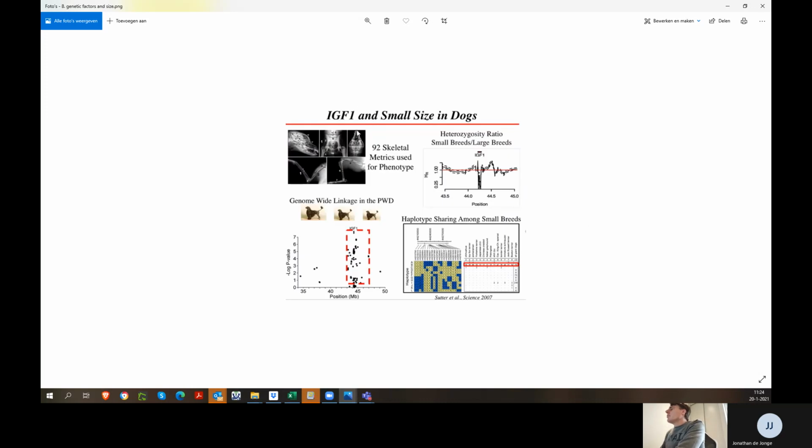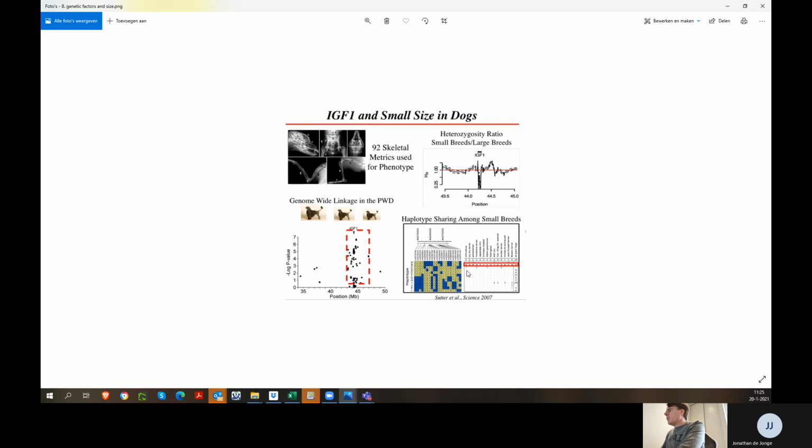This is an example in small size dogs. They looked at scans, so they gave the dog sedation and then added X-ray equipment next to the dog, and they found out that there are quite some metrics to look at, and then they calculated all those sizes and they found linkages here. But they also have a ratio between small dog and a big dog. That's the most interesting part.